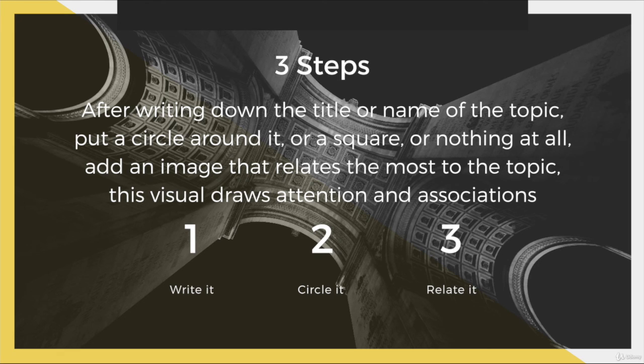Once that's established, then you write the name of the topic, and then you put a certain circle or shape around it, and then you relate it by adding an image, a color, or certain other things that you can use to draw attention and associate it with other things for you to be able to recall it and basically store it in your mind properly, for you also to be able to brainstorm better eventually when you're doing the branches and the sub-branches. So that's basically it for the main idea.